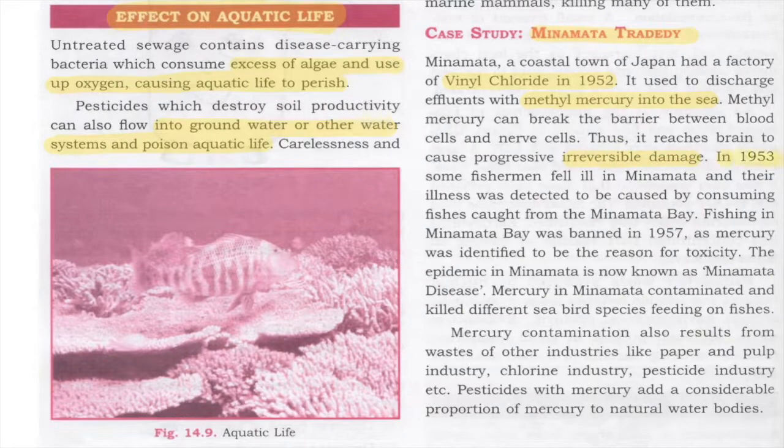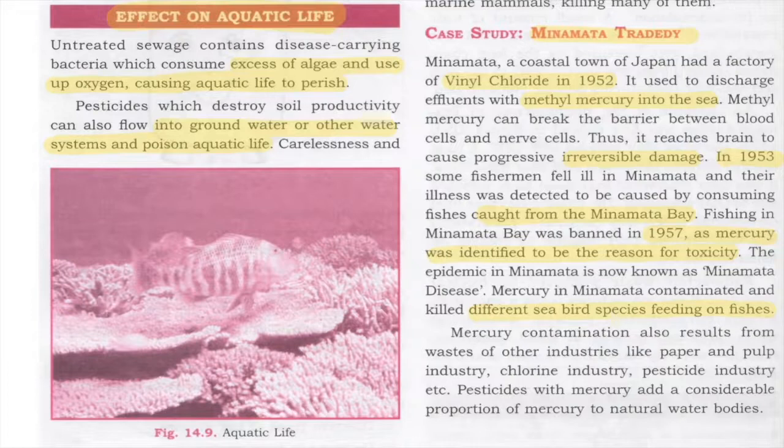In 1953, some fishermen fell ill in Minamata, and their illness was detected to be caused by consuming fish caught from Minamata Bay. Fishing in Minamata Bay was banned in 1957 as mercury was identified to be the reason for that toxicity. The epidemic in Minamata was known as Minamata disease, and the mercury contaminated and killed different seabird species feeding on fish.